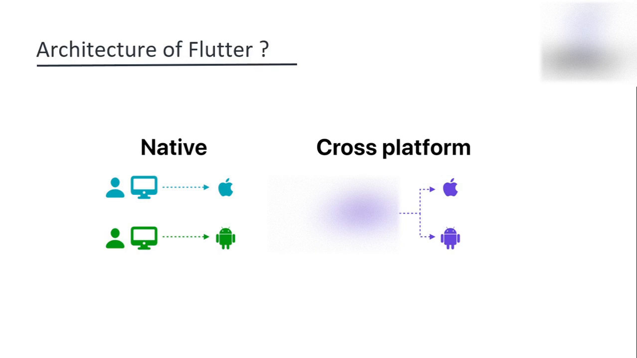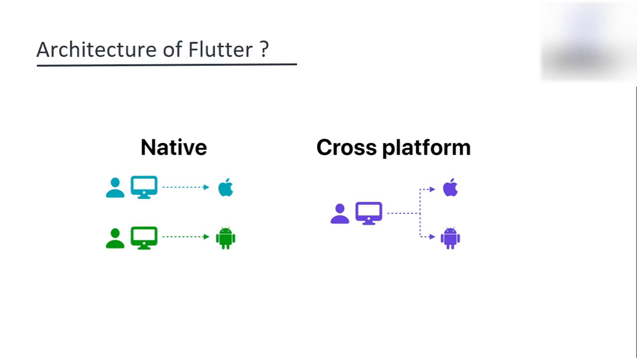Today I am introducing the Flutter architecture, for understanding how Flutter works, how Flutter converts the Dart code into the native code for Android or iOS. There are two types of architecture: for native and for cross-platform like Flutter. And if we are working on non-native like Android and iOS.